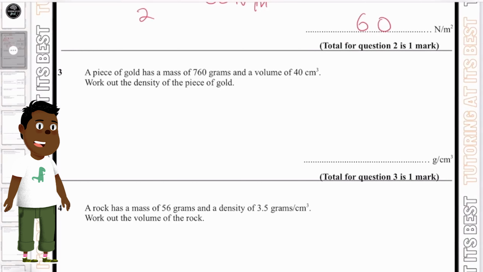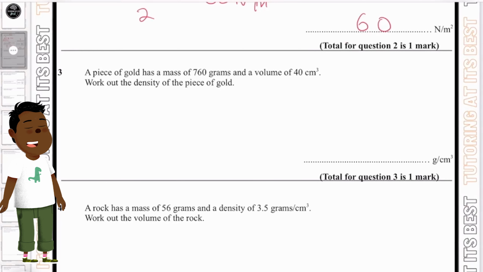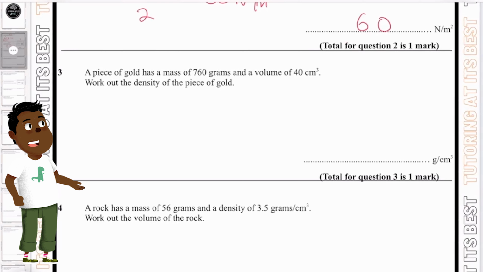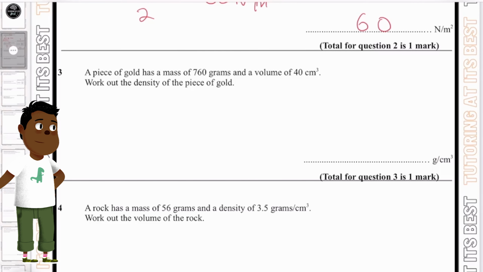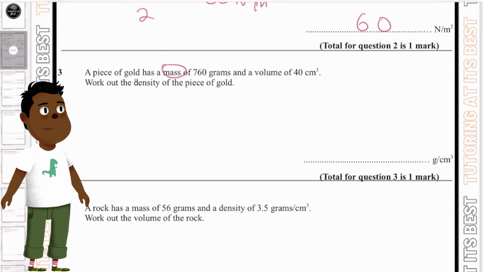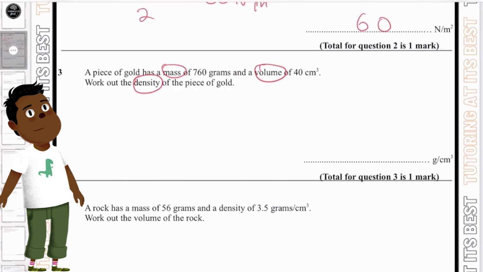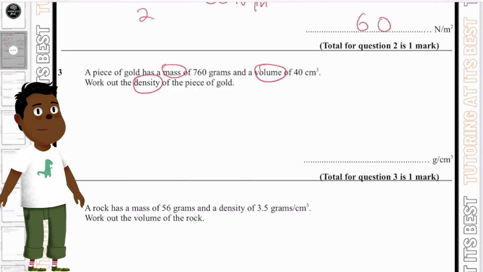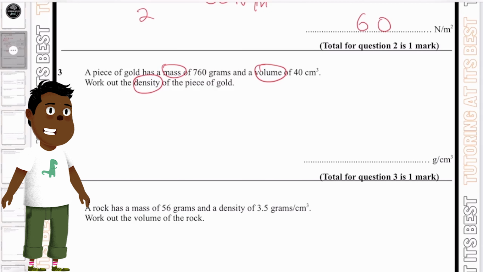Okay, question 3. A piece of gold has a mass of 760 grams. So now we're working with your mass, your volume, and your density. So these are the three key areas that we need to work with: mass, density, and volume. So it's got a mass of 760 grams, volume of 40, and we need to calculate the density.